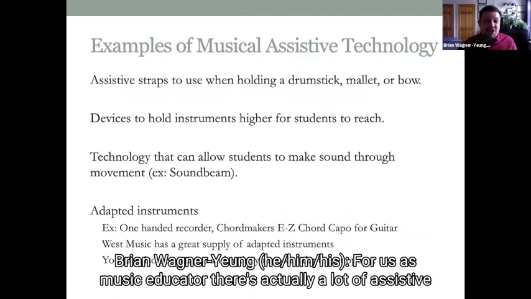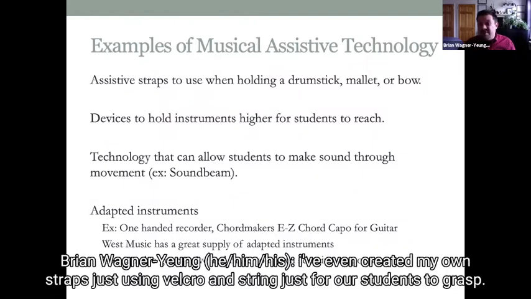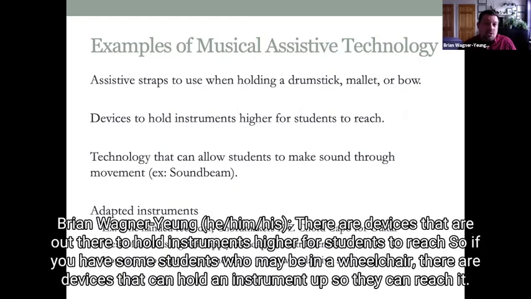For us as music educators, there's actually a lot of assistive music instruments that are out there. There are assistive straps that our students can use when holding a drumstick, mallet, or bow. I've even created my own straps just using Velcro and string just for our students to grasp. There are devices that are out there to hold instruments higher for students to reach. So if you have some students who may be in a wheelchair, there are devices that can hold an instrument up so they can reach it.